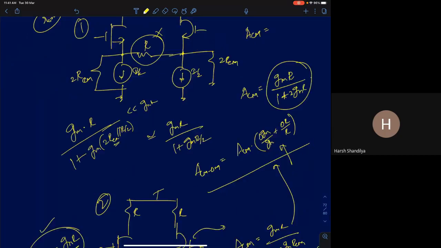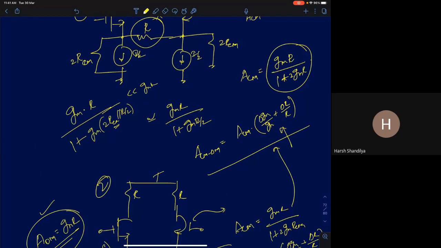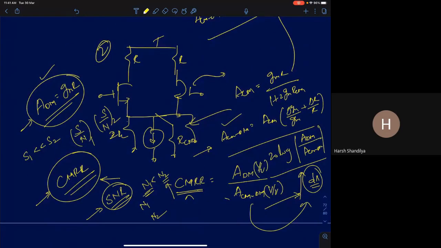One more question: can we tell anything about SNR, signal to noise ratio, from the knowledge of CMRR? Noise is a very generic term and can include many things. Noise can be because of random thermal motion of electrons in the channel of the MOSFET, and it can also be noise from the supply. So you can't exactly say what the SNR is from the knowledge of CMRR.